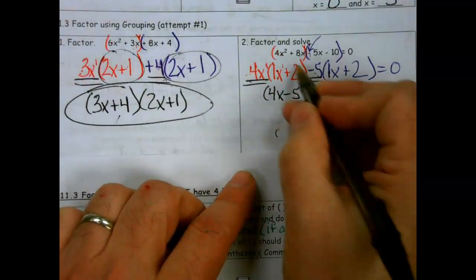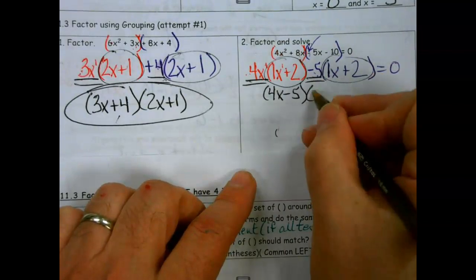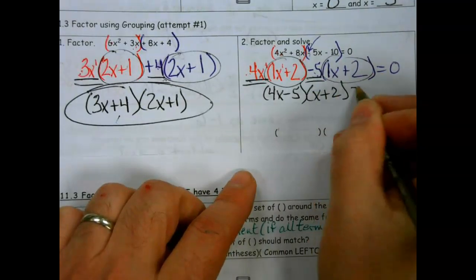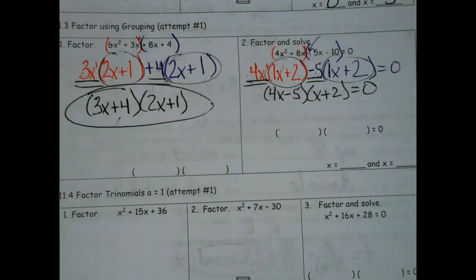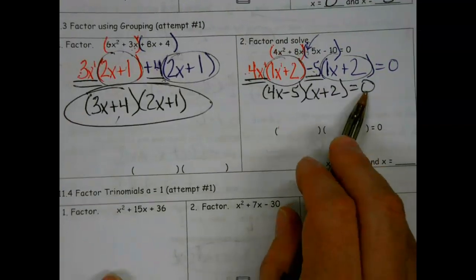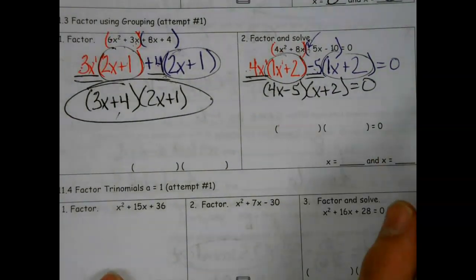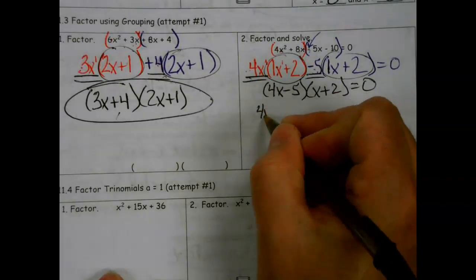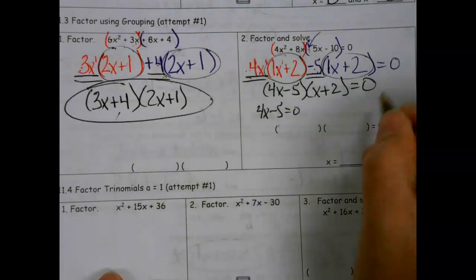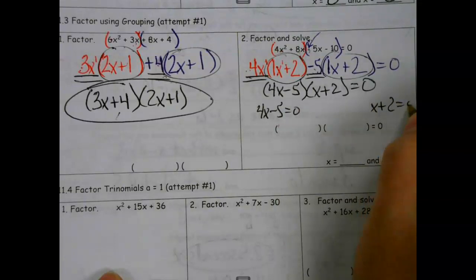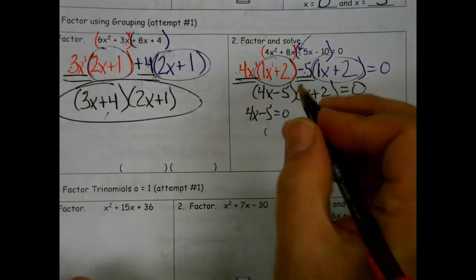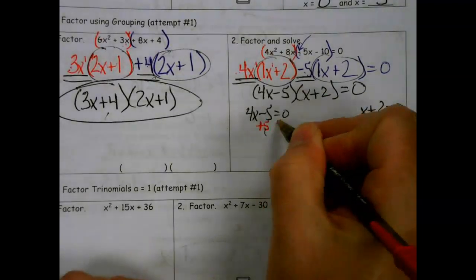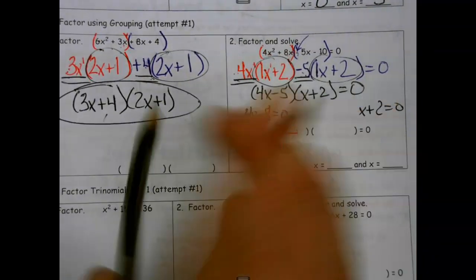Signs matter, so pay close attention to make sure that your signs are good to go. But now again, the equals 0 has shown back up. So make sure that we go ahead and we do this last step of solving both of my equations.